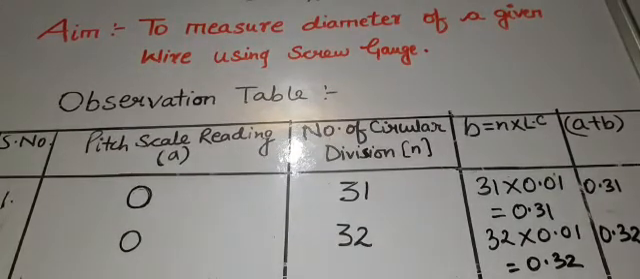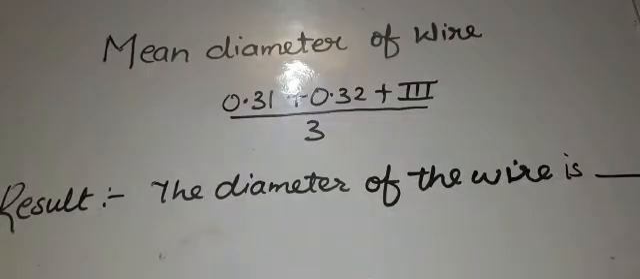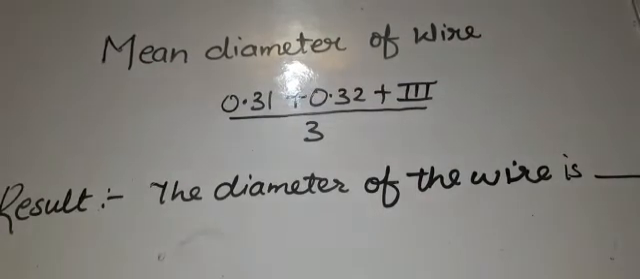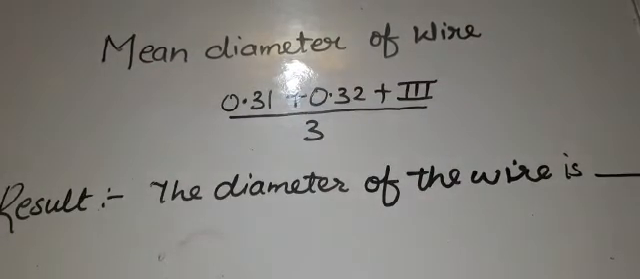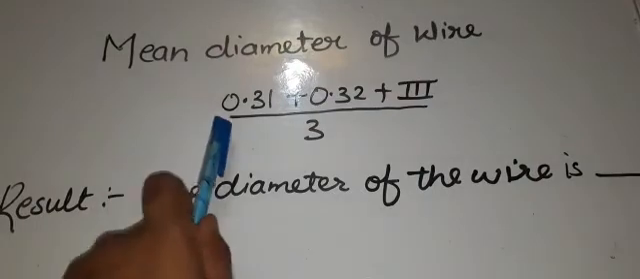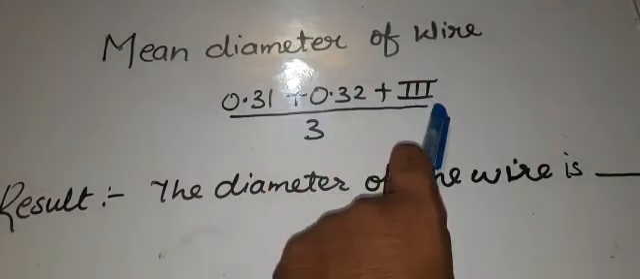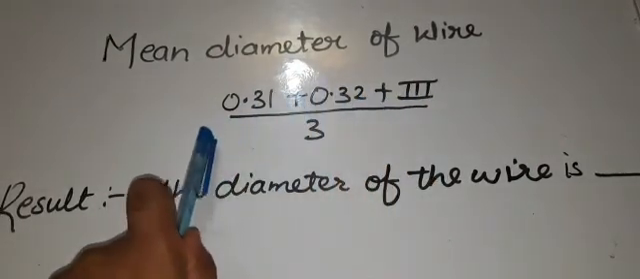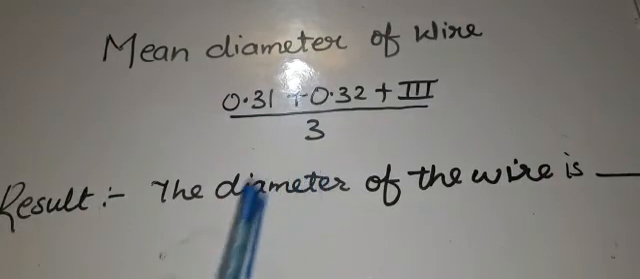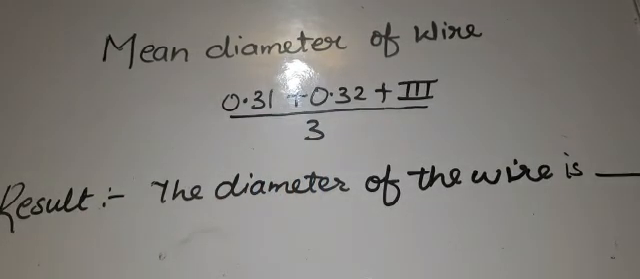In the same manner, we will note down the other sets of readings. In order to find out the diameter of the wire, we will just add all the three sets of readings. Then we will divide it by 3. With this, we will be able to find out the diameter of the wire.